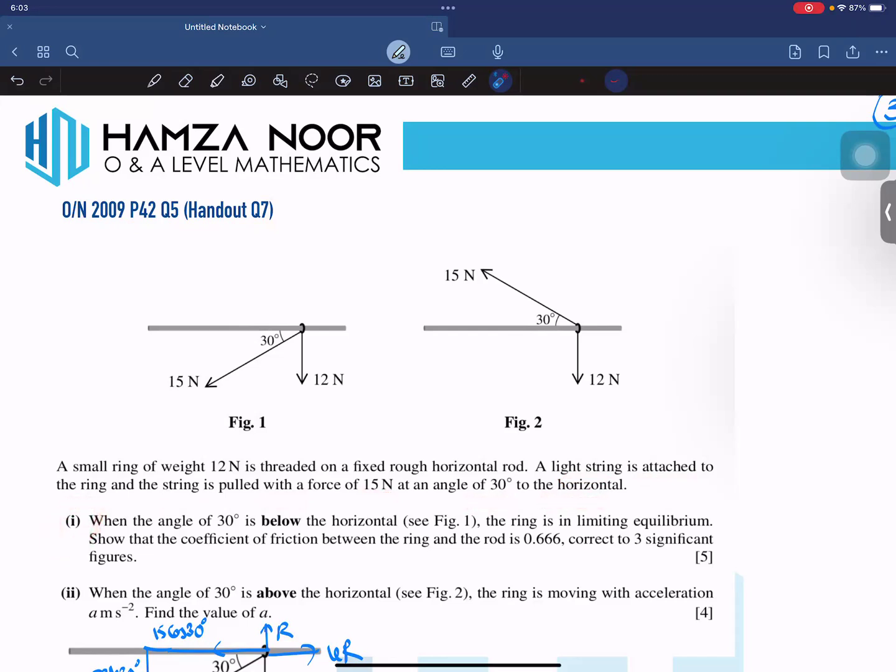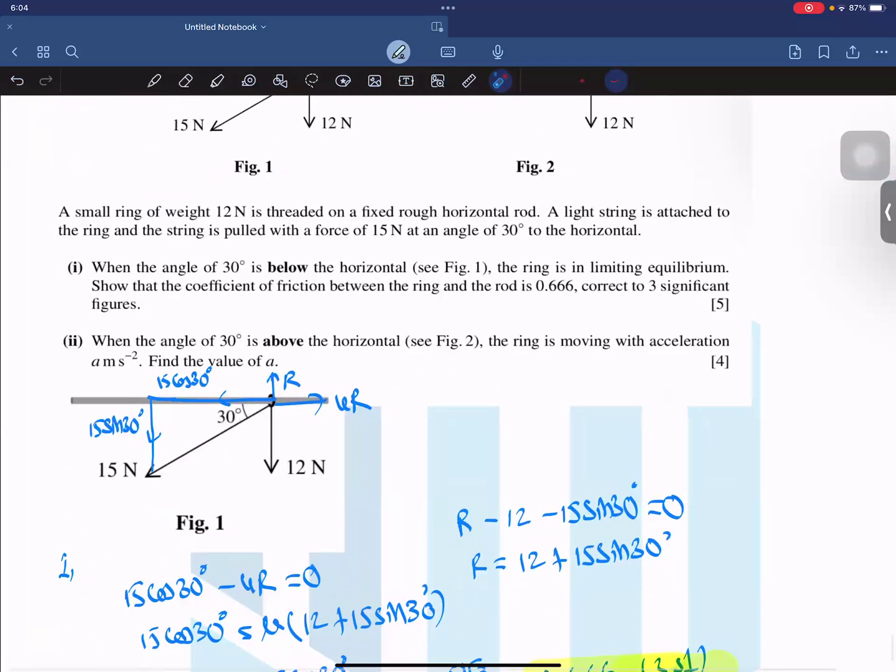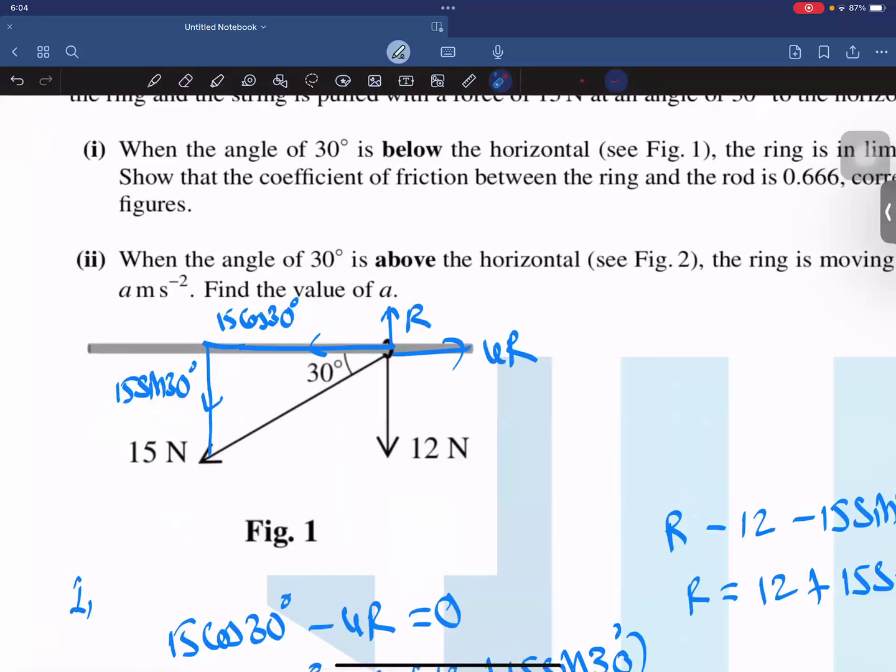In part 1, it says that when the angle of 30 degrees is below the horizontal, the ring is in limiting equilibrium. This means that the ring is on the point of sliding, about to move. It's not actually moving, it's about to move. Show that the coefficient of friction between the ring and the rod is 0.666, correct to three significant figures. First thing first, we are going to focus on this sketch where 15 Newton is acting at an angle of 30 degrees below the horizontal.